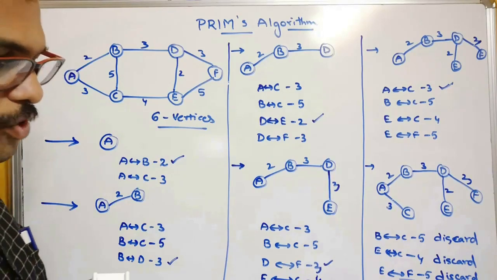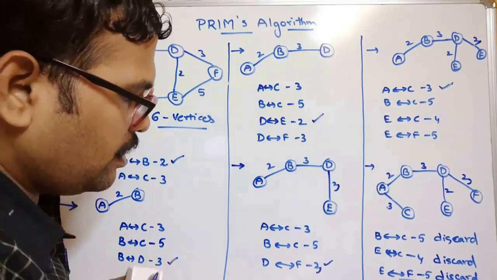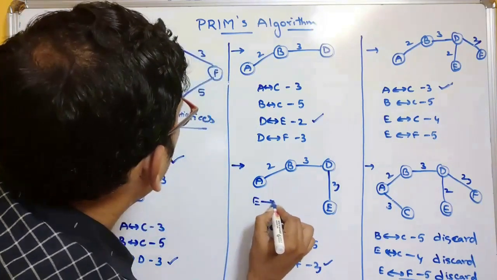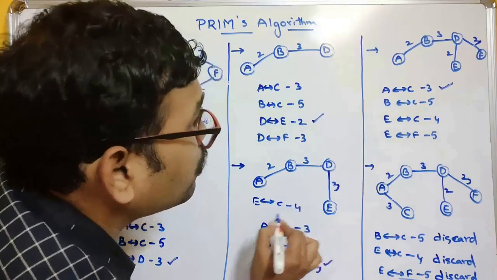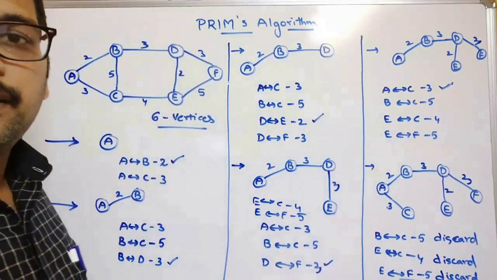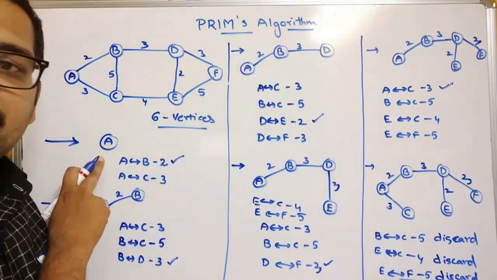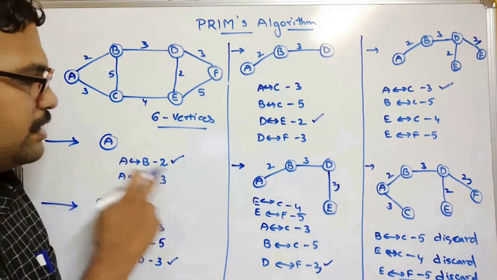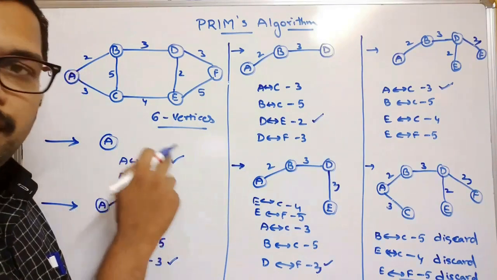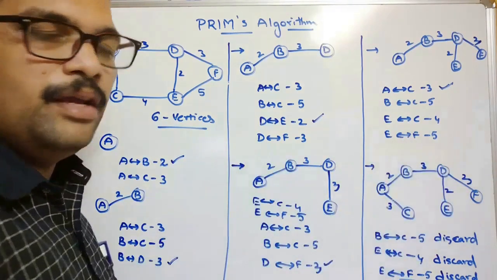Okay, so hope you got this one. I think these things are not clear, so I'll write the edges here. E to C with a 4 and E to F with a 5, right? So I think now it's clear. We have to start from a single vertex. You can consider any vertex and consider all the edges from that vertex to new vertices, and consider the least weighted edge. Okay, and continue the process until all the vertices are connected.